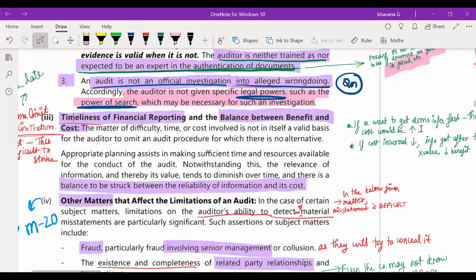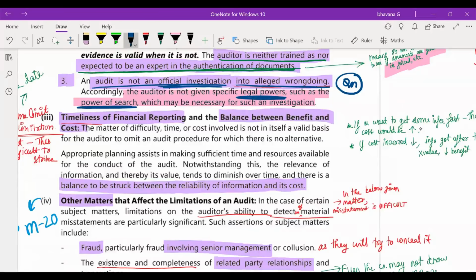If somebody is not giving me the documents I'm asking for, I cannot just hold them at gunpoint or force them to give me the documents. I don't have the legal powers to do an official investigation. Because of the lack of such powers, if the company is also doing something wrong, I will not be able to find it out.